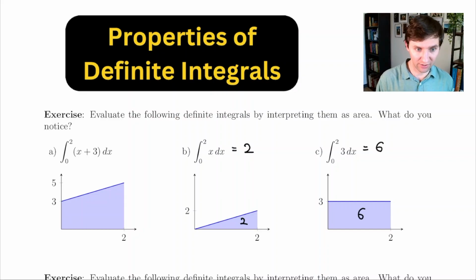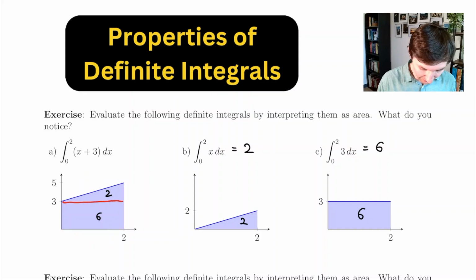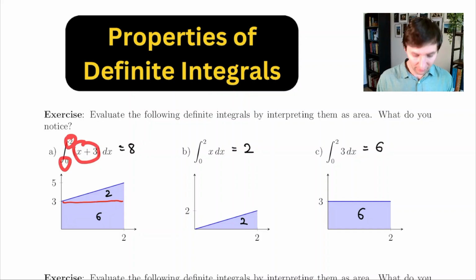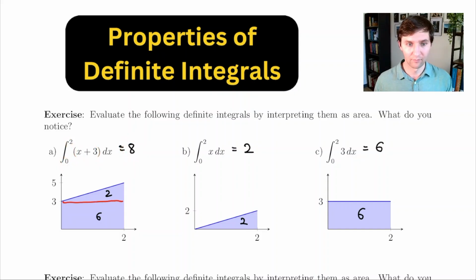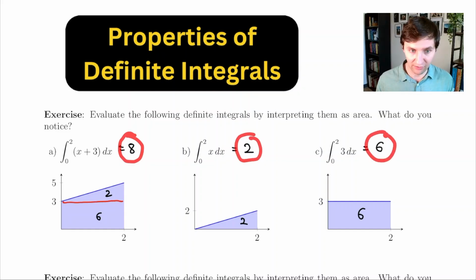In the first picture, I see that I can split my region into two regions, a rectangle and a triangle. The area of the rectangle is 6. The area of the triangle is 2. The area of this region is 8. The definite integral of the function x plus 3 between x equal to 0 and x equal to 2 equals 8. You probably noticed that the value here equals the value here plus the value here.